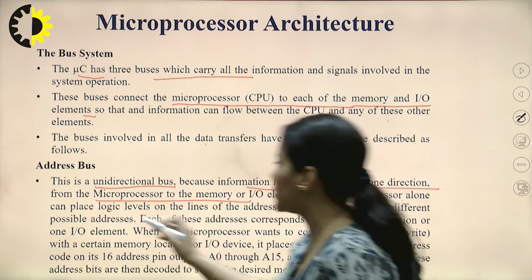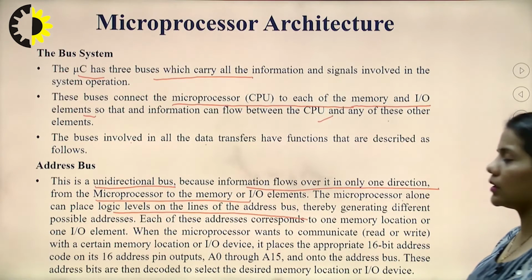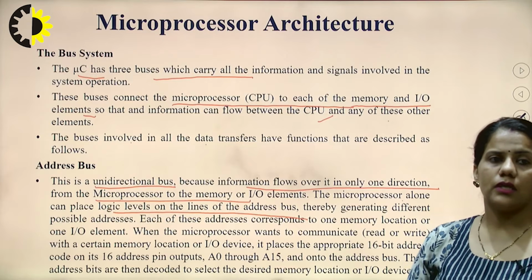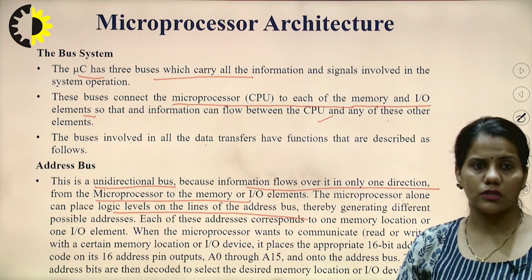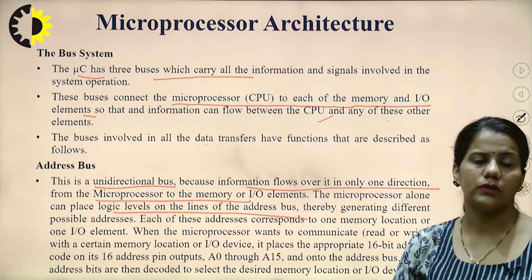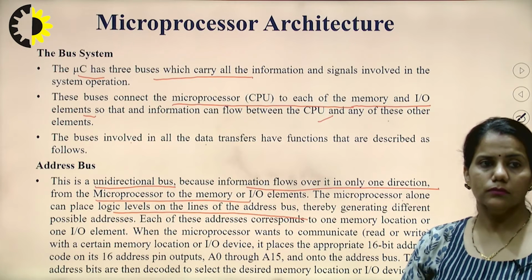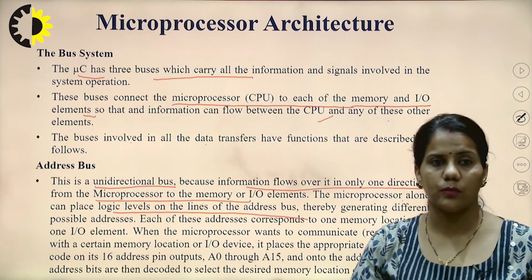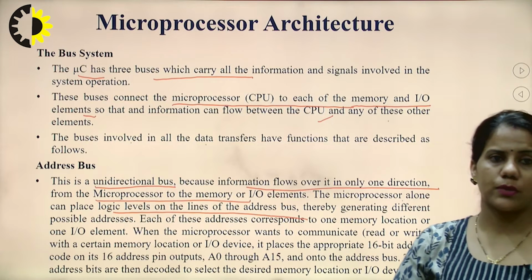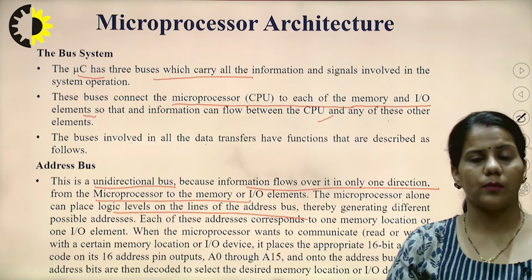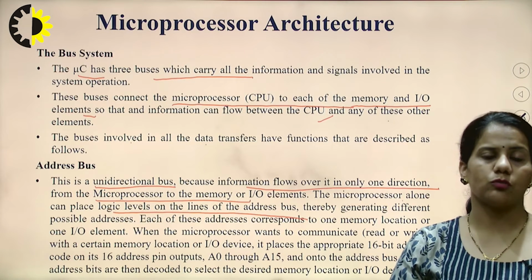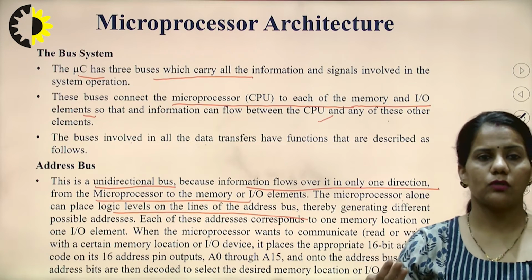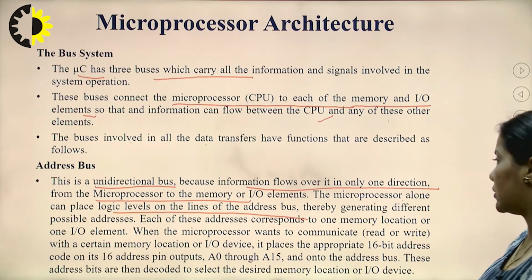Microprocessor alone can place the logic levels on the lines of the address bus and thereby generate the different memory locations, memory addresses. Each of these addresses corresponds to various memory locations or either of the input-output elements. So when the microprocessor wants to communicate with any of these memory locations or with the input-output ports, the microprocessor places the address corresponding to that particular memory location or input-output port on the address bus, and hence that particular address is accessed.